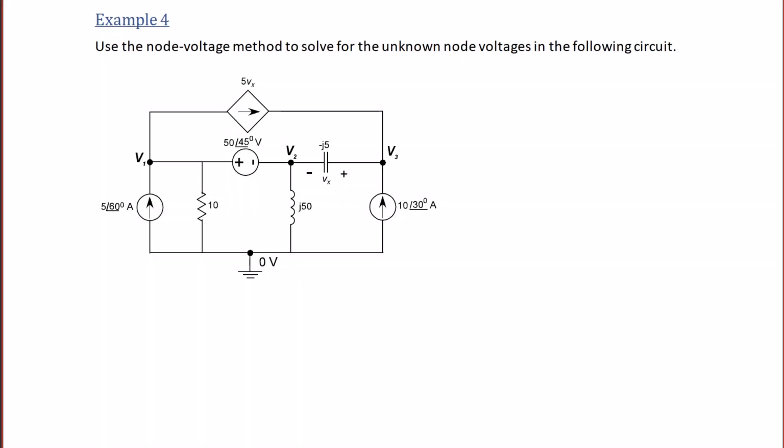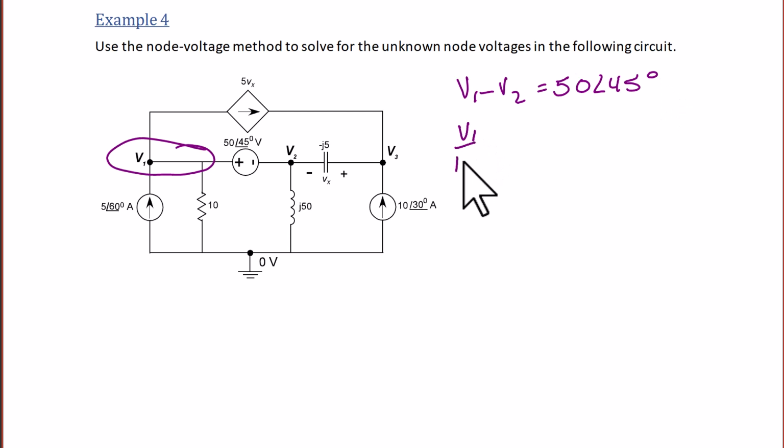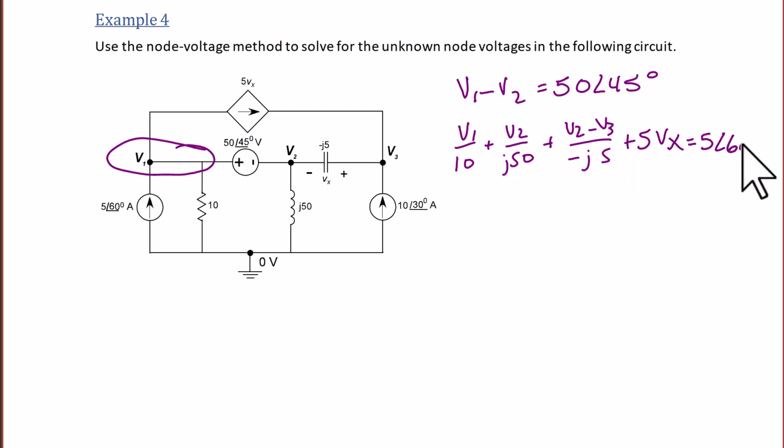Example 4. Use the node voltage method to solve for the unknown node voltages in the following circuit. Once again, we have a supernode at 50 with an angle of 45 degrees, and we have nodes V1, V2, and V3. So we are going to have KVL and KCL at the supernode. V1 minus V2 equals 50 with an angle of 45 degrees, which is the KVL equation for the supernode, and V1 over 10 plus V2 over j50 plus (V2 minus V1) over negative j5 plus 5Vx equals 5 with an angle of 60 degrees, which is the KCL equation at the supernode.